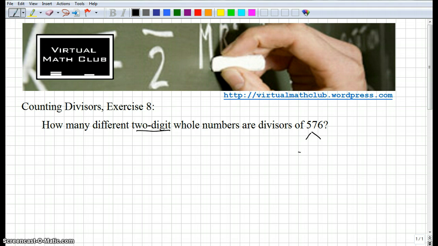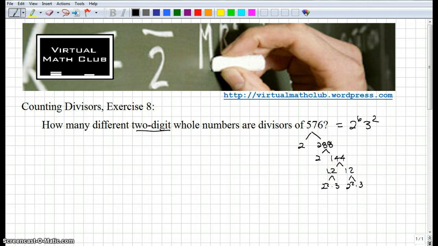Let's break this down into its prime factors. So this is 2 times 288. And we can break this down into 2 times 144. 144 is 12 squared. And then 12 is 2 squared times 3. So, looks like I get a bunch of 2's here. We have 1, 2, 3, 4, 5, 6. So 576 is equal to 2 to the 6th, and then we have a couple 3's. So 3 squared.